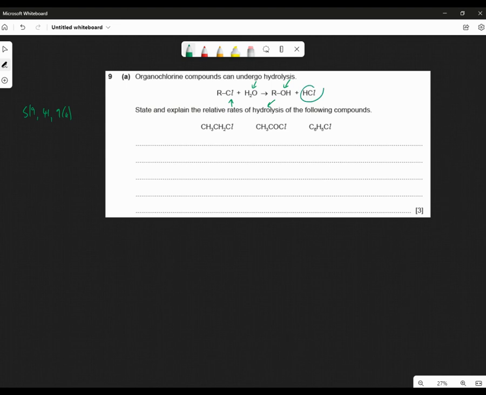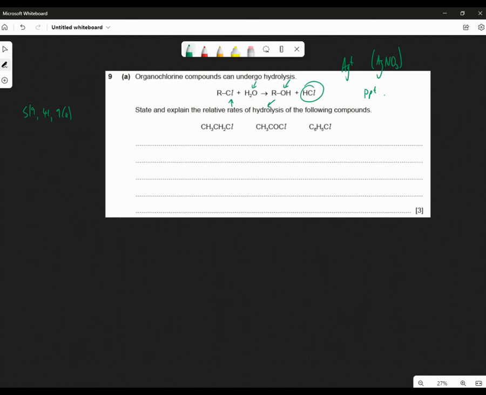And we get HCl as well. Now we can test the speed of this if we have silver ions in solution and we introduce those using silver nitrate, and you get a precipitate. The one that gives the fastest precipitate is going to be the one that hydrolyzes the quickest.